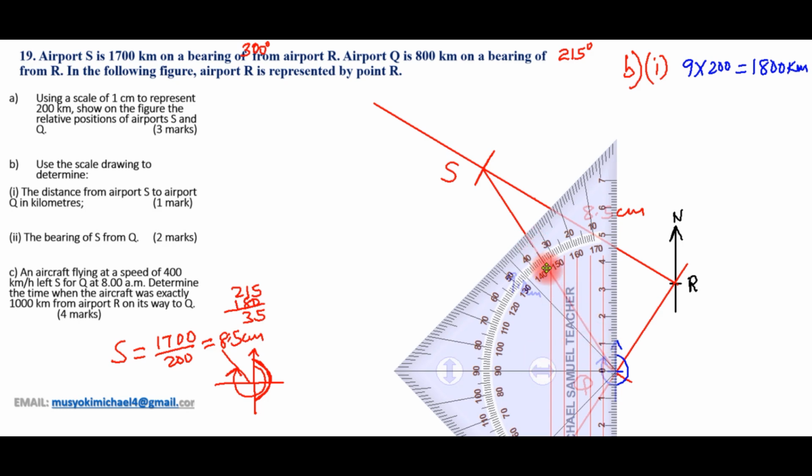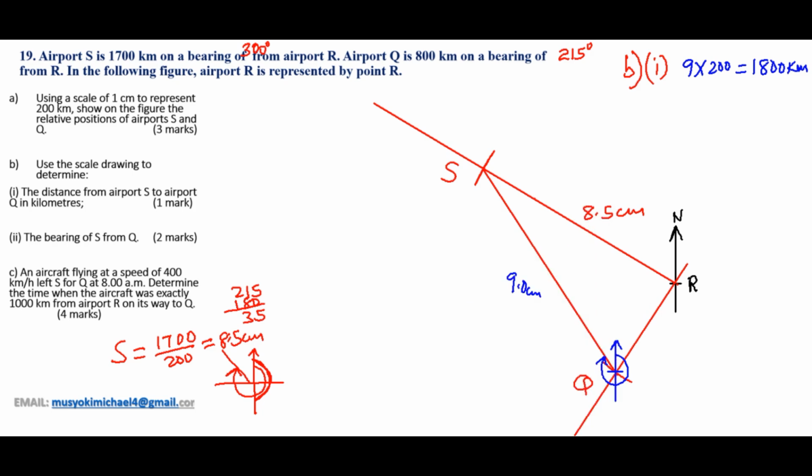So for this one it is 35, therefore the bearing of S from Q is, that is S is 35 degrees north of east, or in terms of true bearing, that is 360 minus 35, 325 degrees to 3 digits.